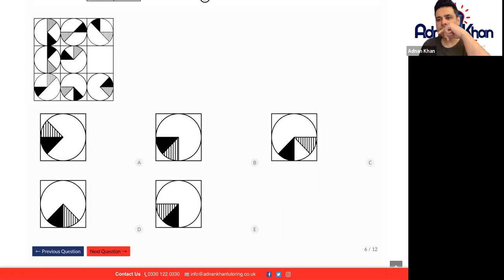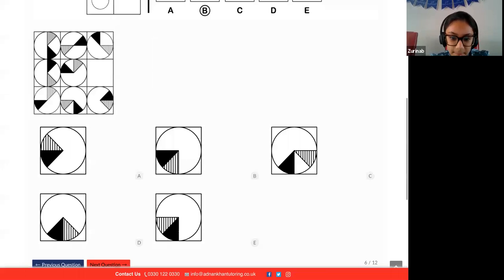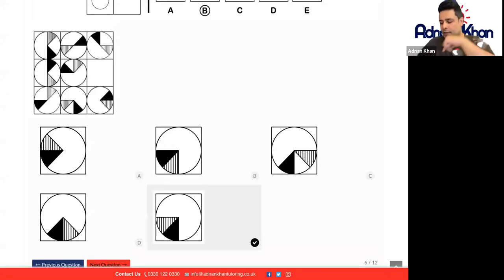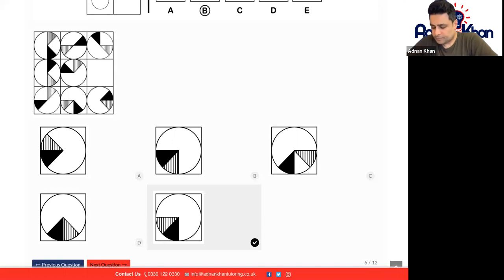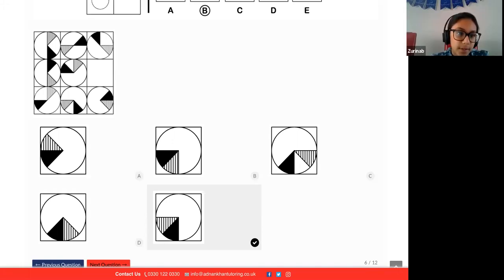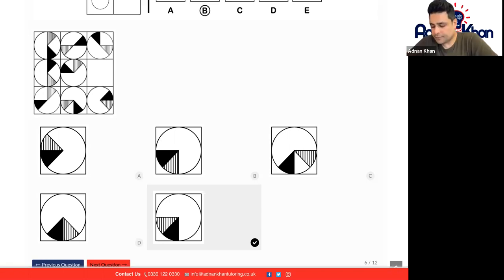Would you like a hint? I think it's gonna be E. Okay, let's just highlight that quickly. And why do you think it's going to be E? Because the black shape, the black sector, the black bit is rotating 90 degrees, I think, every time. And is it going to the left or is it going to the right?